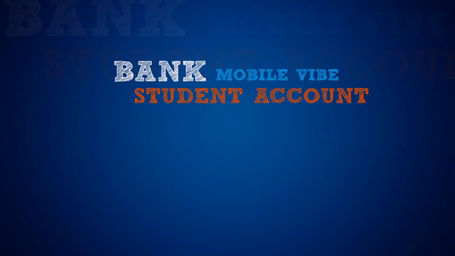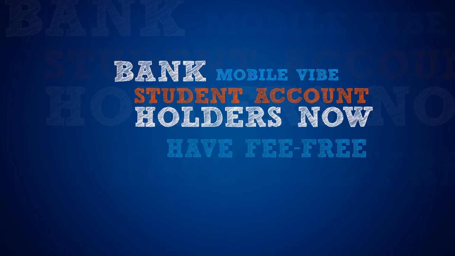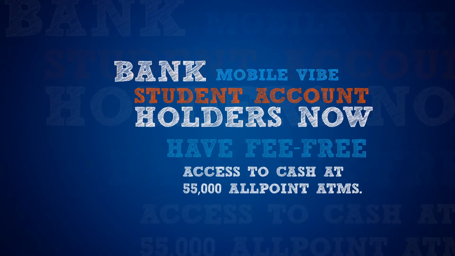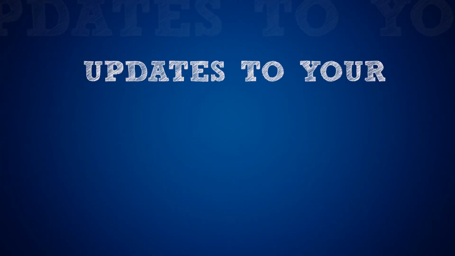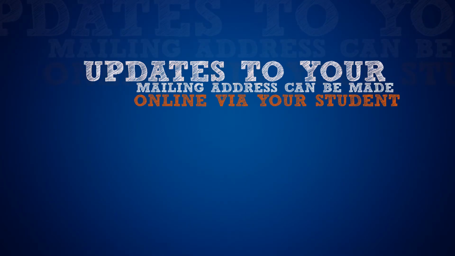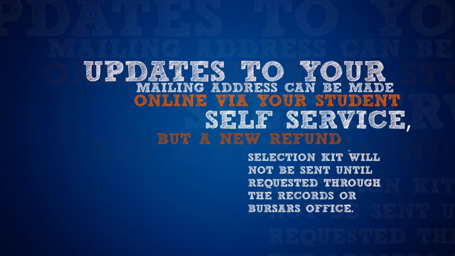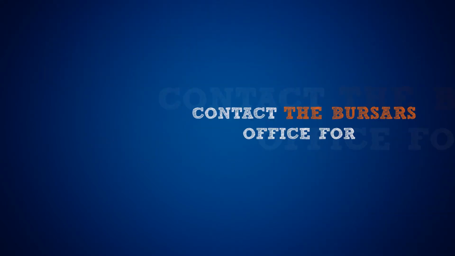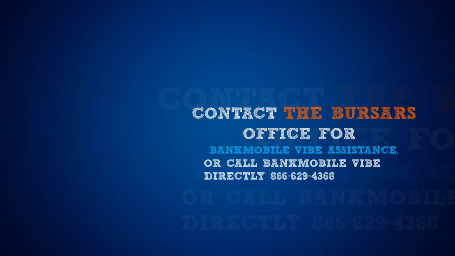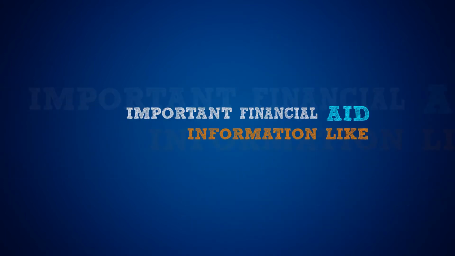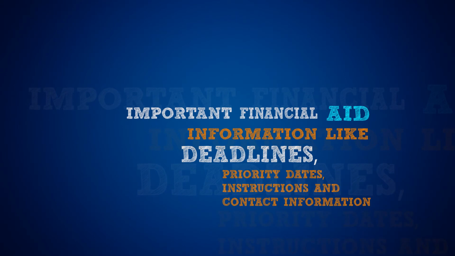BankMobile Vibe student account holders now have fee-free access to cash at 55,000 Allpoint ATMs. Updates to your mailing address can be made online via your student self-service, but a new refund selection kit will not be sent until requested through the Records or Bursar's office. Contact the Bursar's office for BankMobile Vibe assistance or call BankMobile Vibe directly at 866-629-4368.